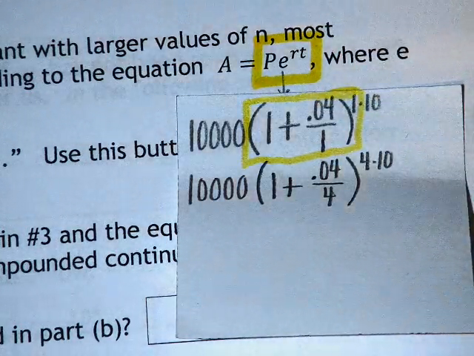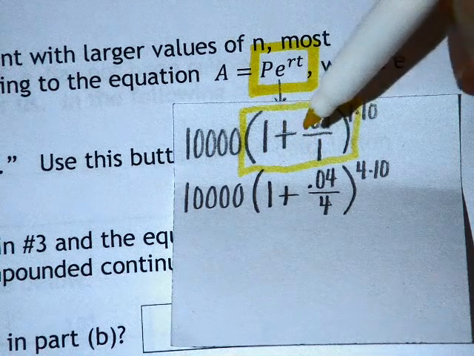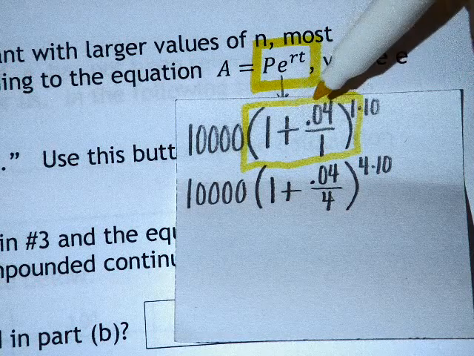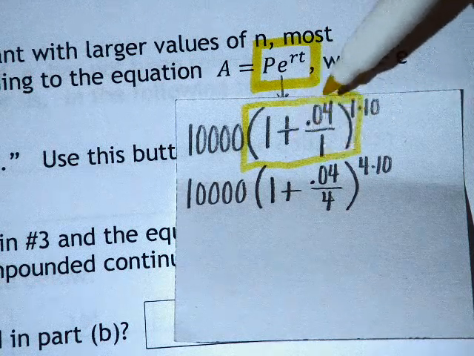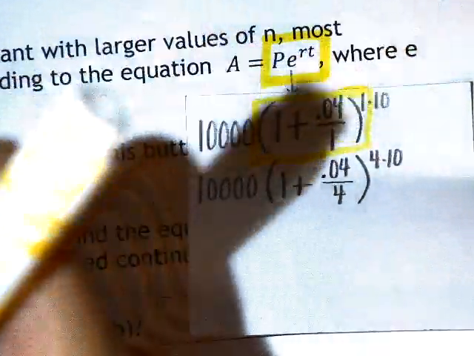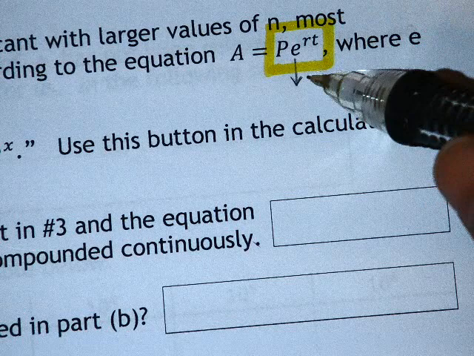So what's so interesting is when the mathematicians who delved into this really looked at it, they realized we could replace all of these characters, parentheses 1 plus parentheses 0.04 divided by 1 parentheses to the power of 1 times, with the letter E. They basically were like, whoa, whoa, whoa, wait, hold on. Let's be simple about this.